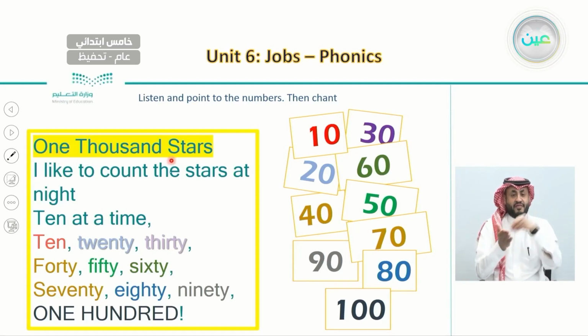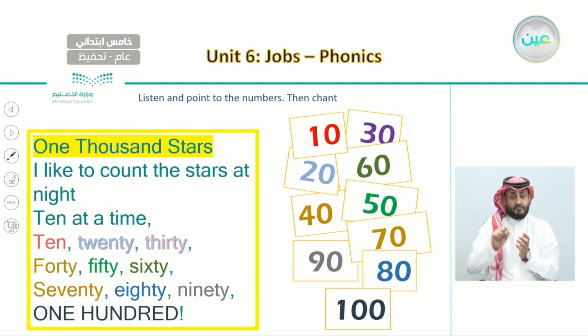1,000 stars. I like to count the stars at night. 10 at a time. 10, 20, 30, 40, 50, 60, 70, 80, 90, 100.